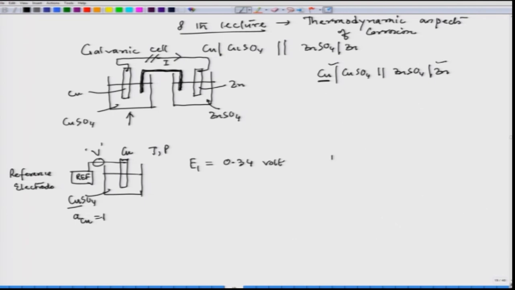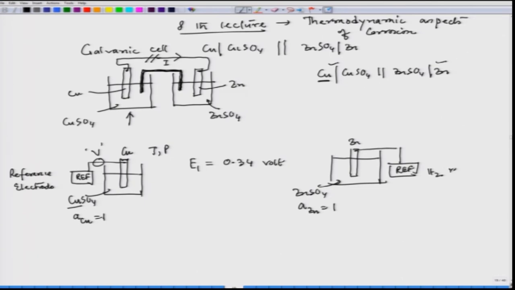Similarly, on the other side, if we have a zinc plate, and this is zinc sulfate, and if the activity of zinc is maintained as 1, then after some time, if we try to connect it to a reference electrode again, and if that reference electrode is a hydrogen reference electrode, then it will also show some potential, and that potential would be minus 0.76 volt. Now, this is E2. The question is, whether this potential is a reduction potential or oxidation potential.